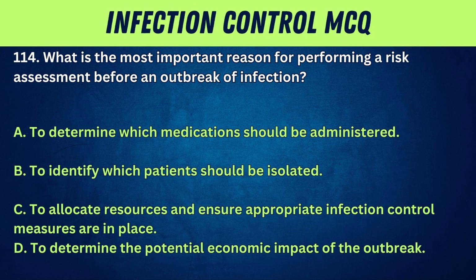114. What is the most important reason for performing a risk assessment before an outbreak of infection? A. To determine which medications should be administered. B. To identify which patients should be isolated. C. To allocate resources and ensure appropriate infection control measures are in place. D. To determine the potential economic impact of the outbreak.